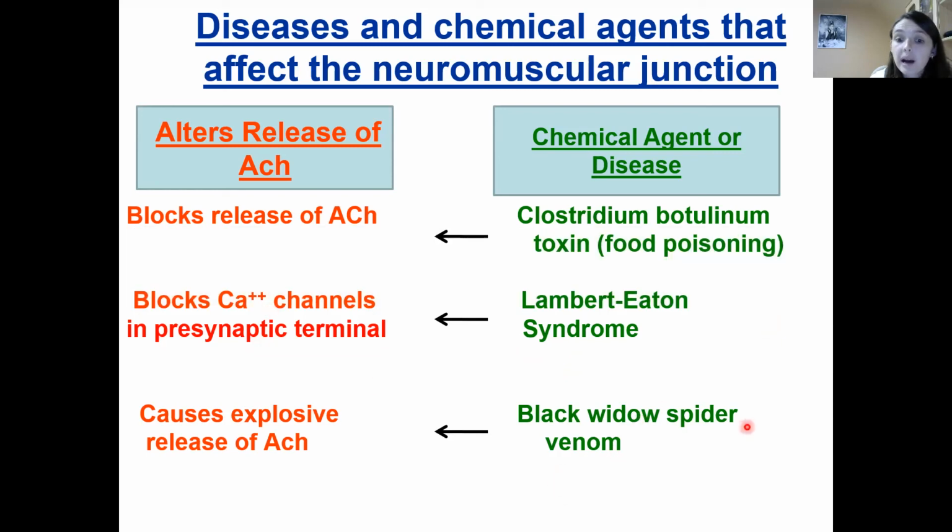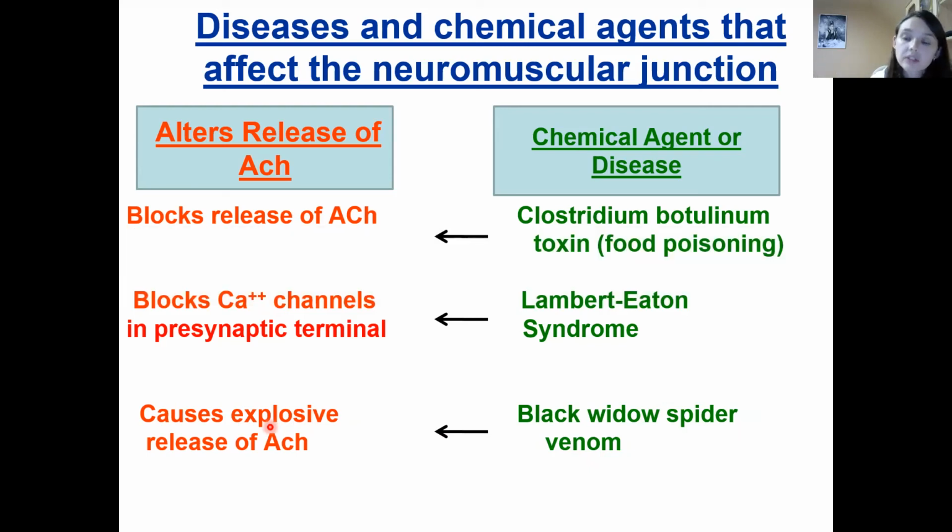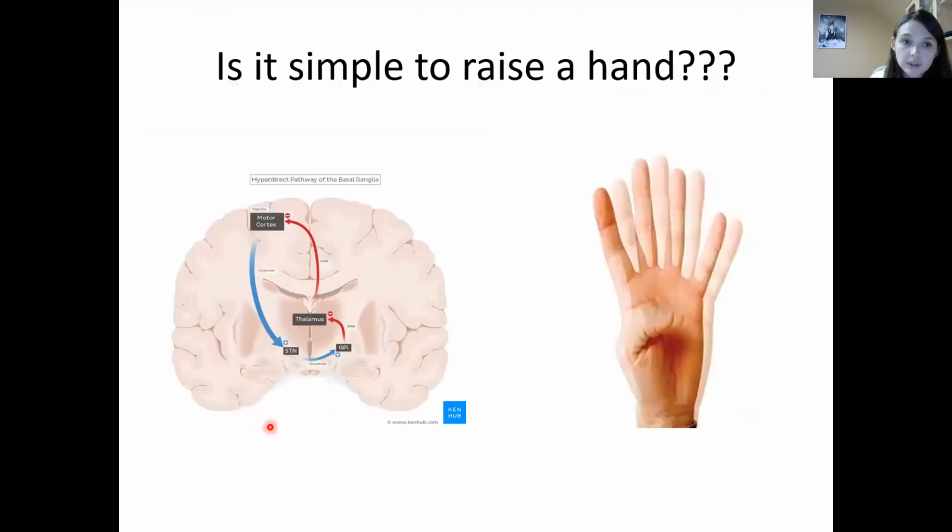Black widow spider venom is responsible for the explosive release of acetylcholine, which could have an effect on the autonomic nervous system. It means on the muscarinic receptors and also on nicotinic receptors, mostly.